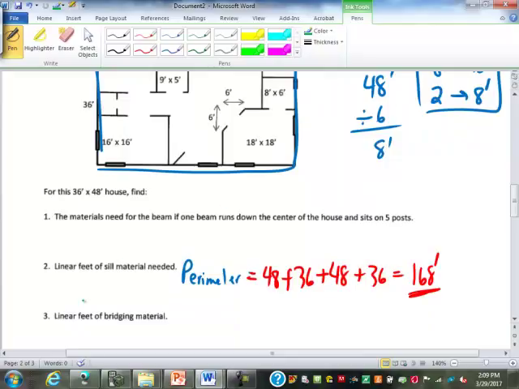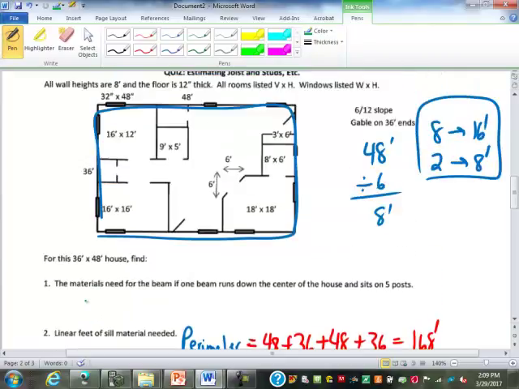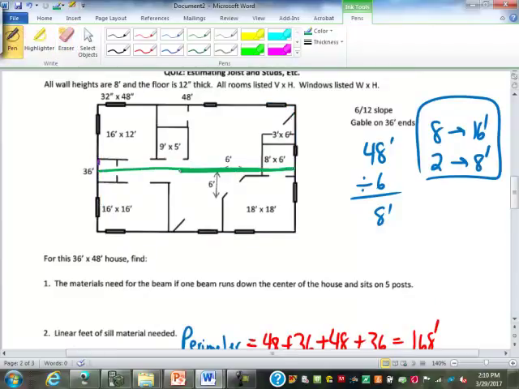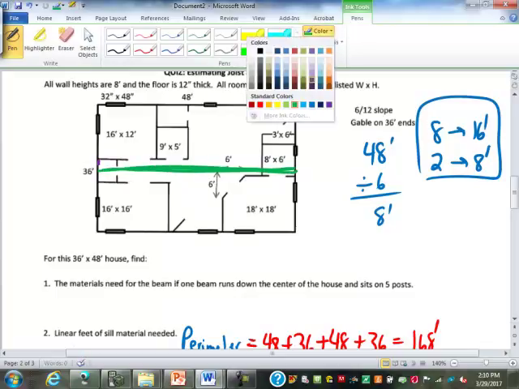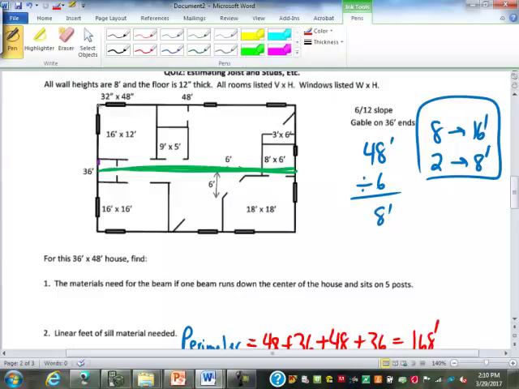Linear feet of bridging material. So if we have our beam running down the center here, that means all of our joists are going to be how long? Our joists are going to run from the side out to the beam. How long is that going to be?